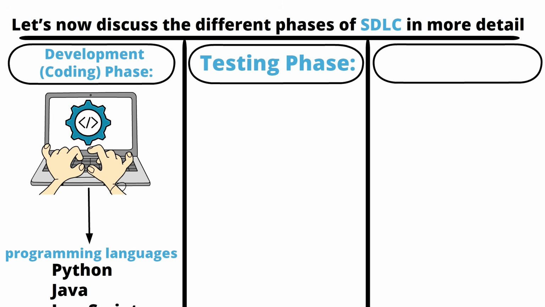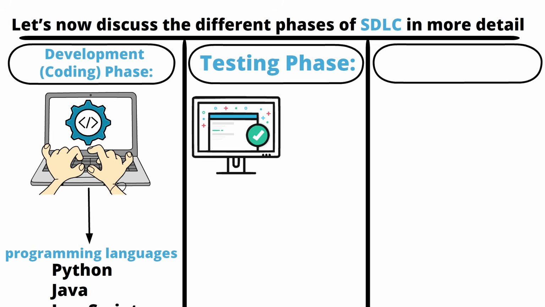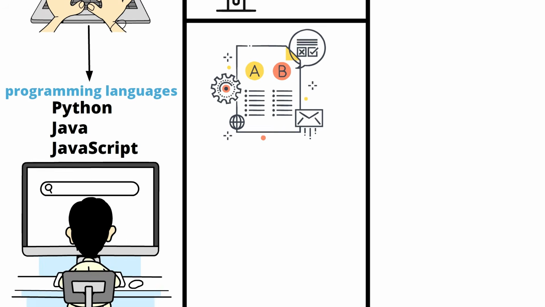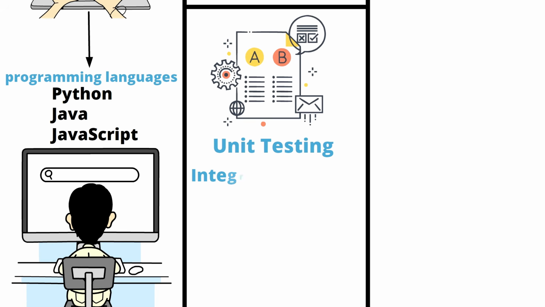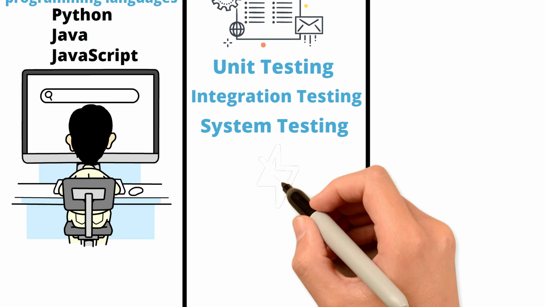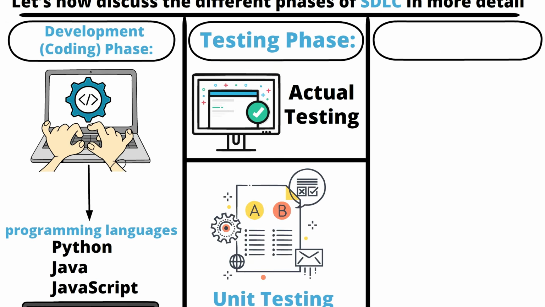5. Testing phase. This phase consists of the actual testing. Actual testing is done in this phase to ensure that the developed product works correctly. Testing can be done in different ways, like unit testing, integration testing, system testing, etc. This testing is done because no product can work perfectly without it.